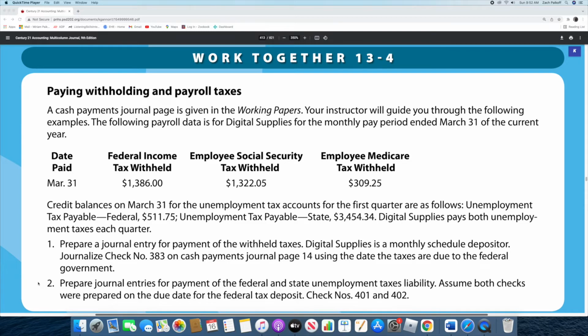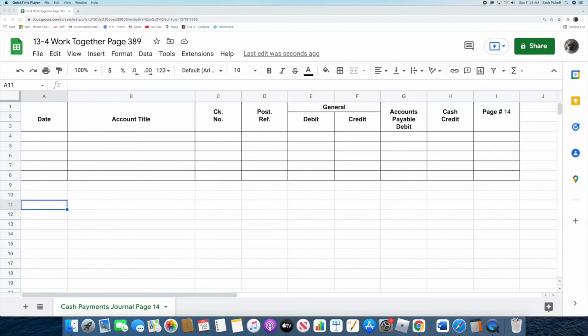Assume both checks were prepared on the due date for the federal tax deposit. Check numbers 401 and 402. Okay, so now that I've read over the instructions, let's jump right into the 13-4 work together. Alrighty, so now we're going to be moving on to the 13-4 work together, in which we will be paying withholding and payroll taxes.